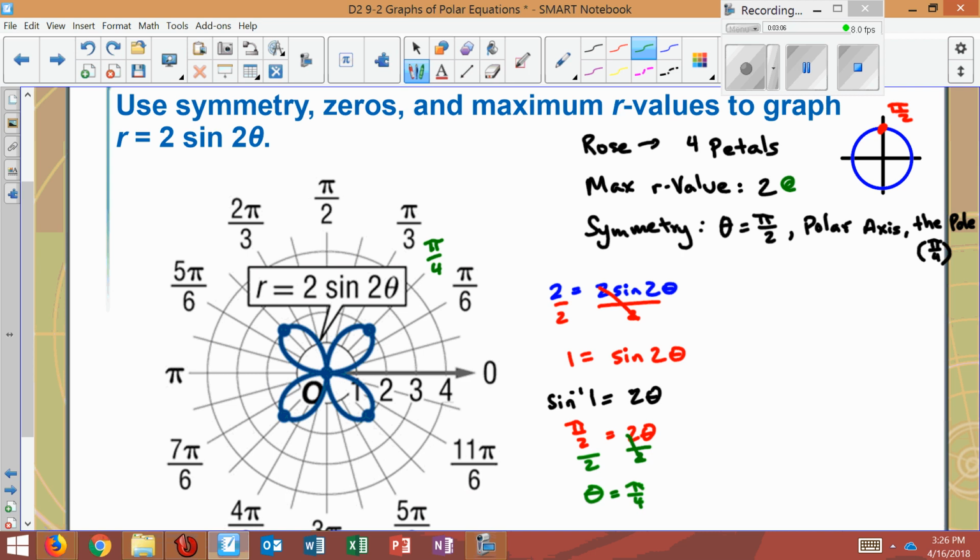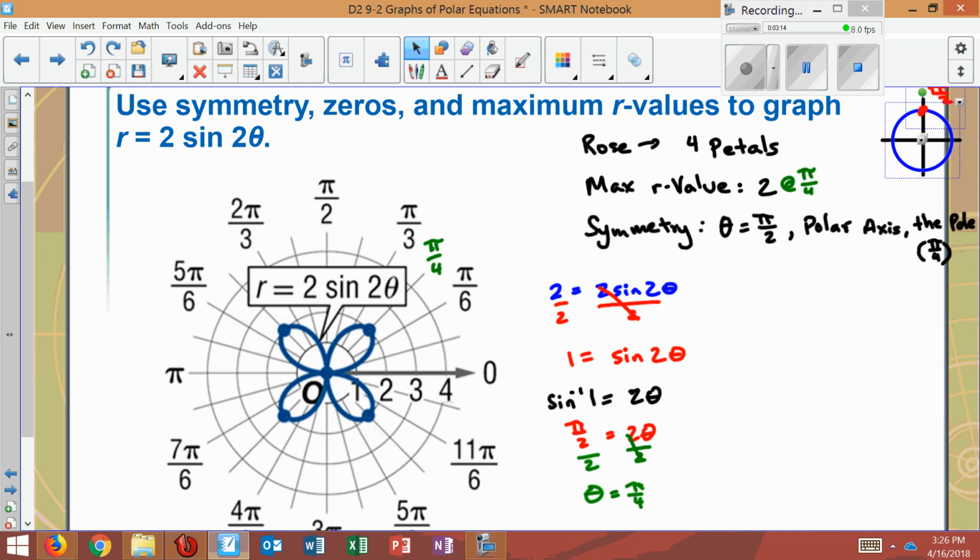So we have the first max at pi over 4. Now if you ask yourself, how do I find my other maxes? Well, this full circle has 2 pi, and we know there are 4 petals, which means 4 maxes. So you take 2 pi and divide it by the number of petals, which means you have a max every 2 pi over 4, which is the same thing as pi over 2.